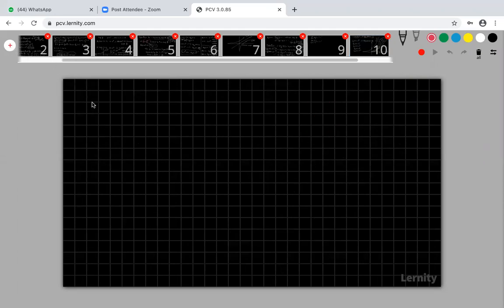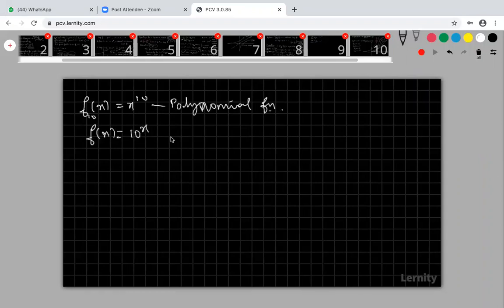So now look at that. My f of x is f of 10x. f of 10x is x power 10. That is a polynomial function. Okay, my f of x is equal to 10 power x. This is called my exponential function.